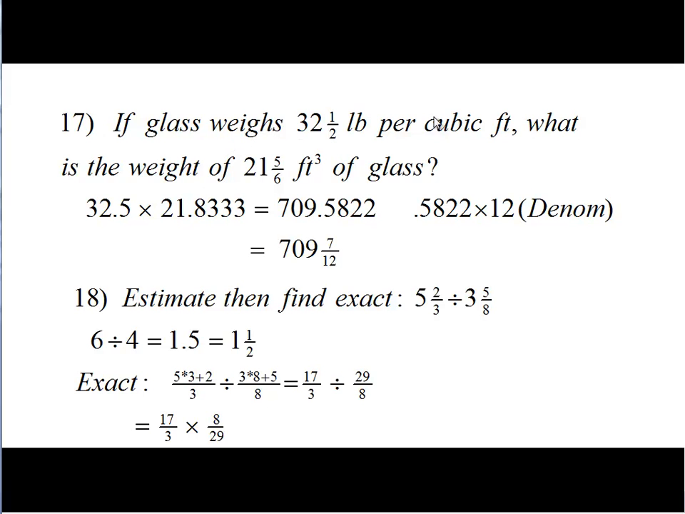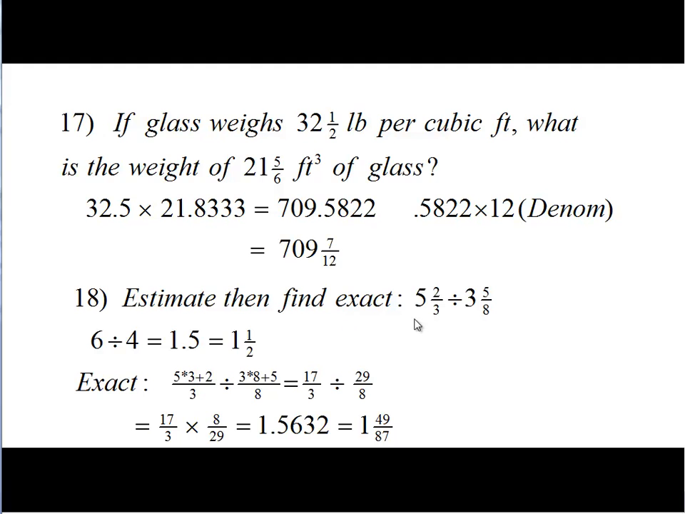I flip this one over. Just type that in your calculator. 17 divided by 3 times 8 divided by 29. You should get 1.5632. You take this 0.5632 times this denominator, 3 times 29 is, I believe, 87.